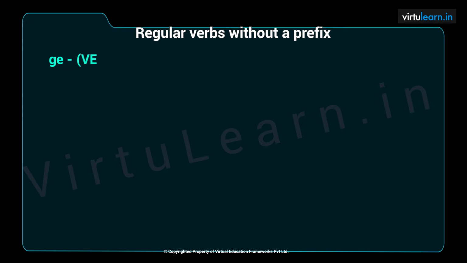So let's start building up the perfect with the regular verbs without a prefix. The rule is the prefix GE followed by the verb stem and T ending. Usually, for some verbs, we may also have to add one additional E. So the pattern is GE, verb stem and T ending. Let's look at a few examples for easy understanding.